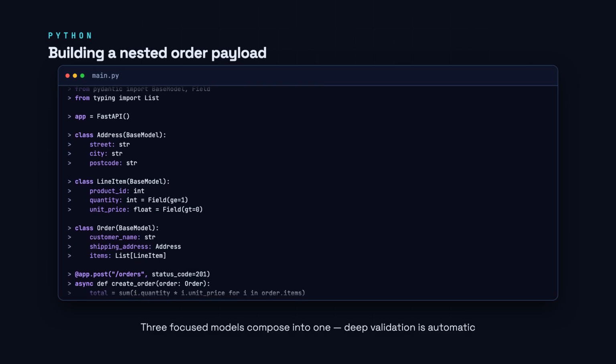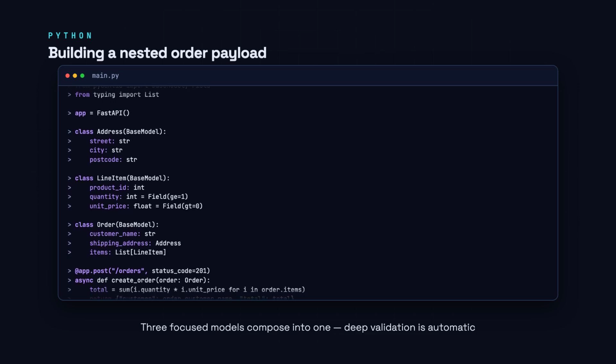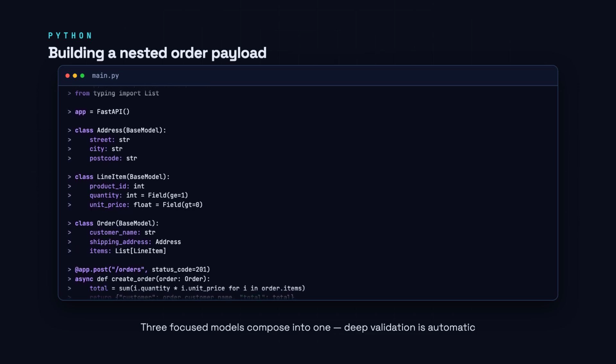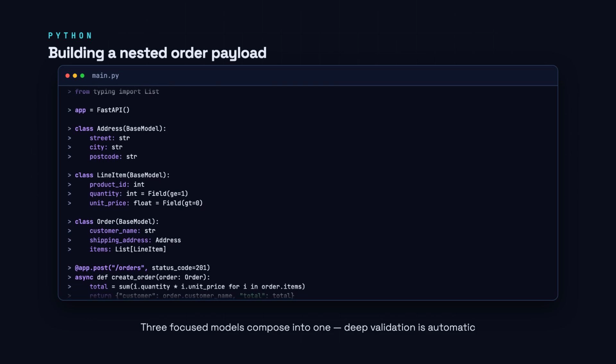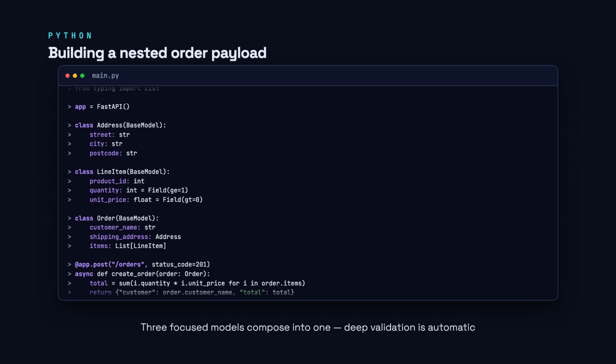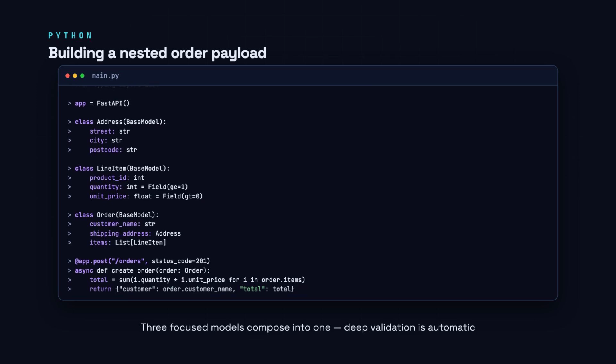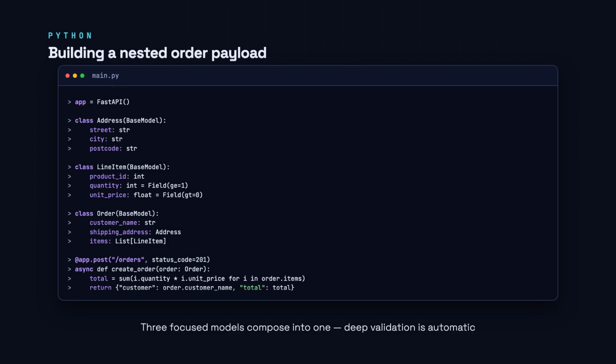The app.post decorator registers the endpoint, and the function receives order already fully validated, every nested field checked. Inside the function we compute the total by iterating over order.items, which are guaranteed to be LineItem instances, and return a plain dictionary that FastAPI serializes to JSON.